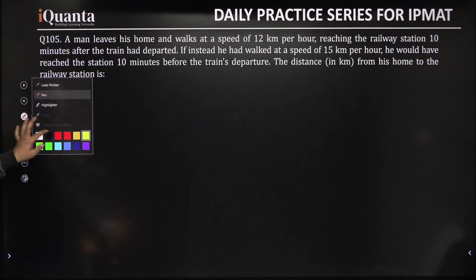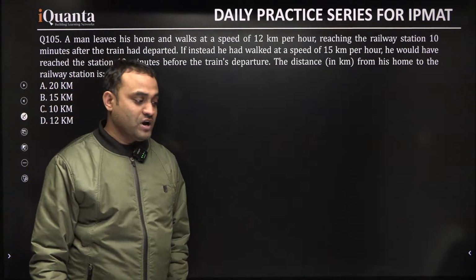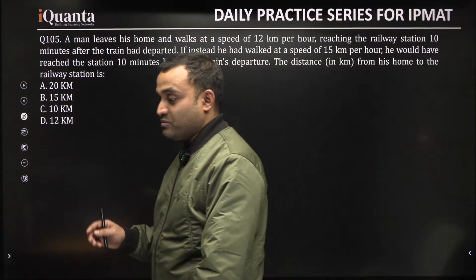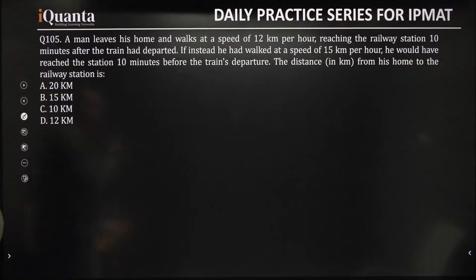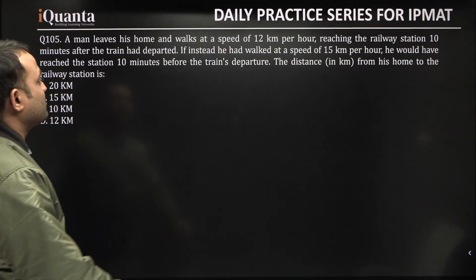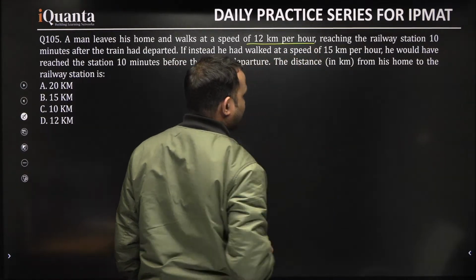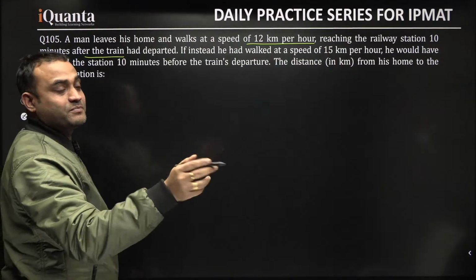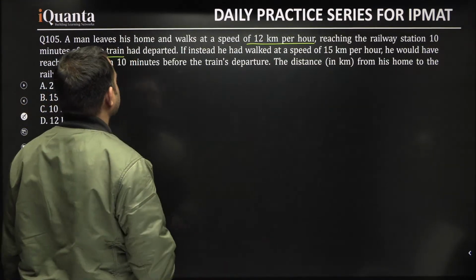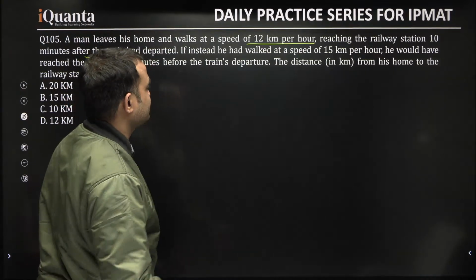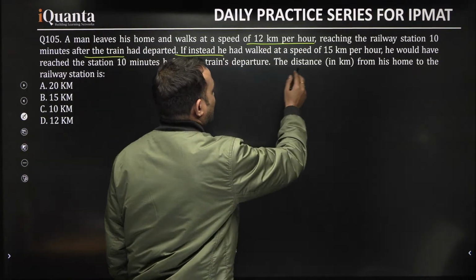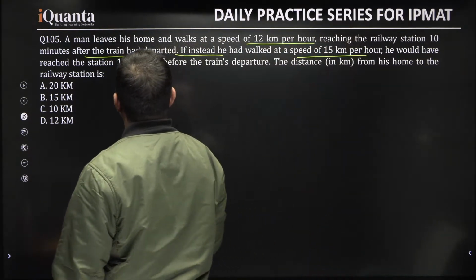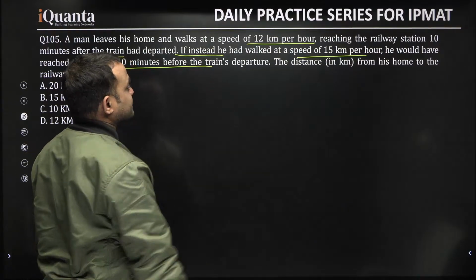So this is a very popular question, guys. I am sure if you have practiced time, speed and distance questions, you must have solved this type of question. It says a man leaves his home and walks at a speed of 12 km per hour, reaching the railway station 10 minutes after the train had departed. That means 10 minutes late. And if instead he had walked with a speed of 15 km per hour, he would have reached the station 10 minutes before the train's departure.